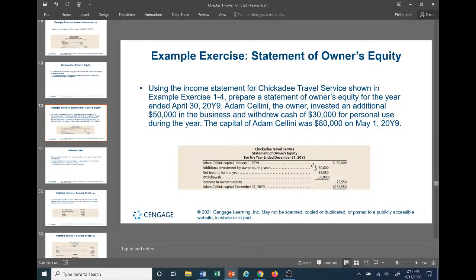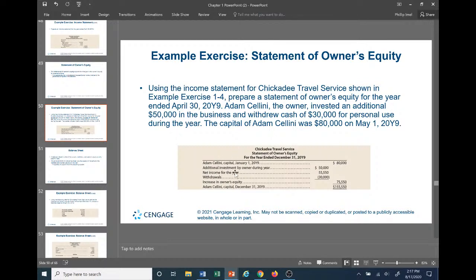Let's start with the title up top. Chickadee Travel Service, Statement of Owner's Equity for the year ended December 31st, 2009. Because remember, this is for a period of time, same as the income statement. Recall the beginning balance, this is pertinent data right here. The capital was $80,000 on May 1, but here it's saying January 1. So we'll just say January 1 here. That's the beginning balance, $80,000. So there's our beginning balance.